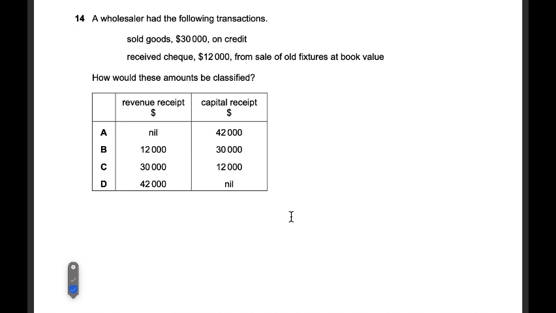Question 14. A wholesaler had the following transactions. Sold goods $30,000 on credit, received check $12,000 from sale of old fixtures at book value. How would these amounts be classified? Alright, when we talk about sale of goods, this is a receipt which is very recurring in nature, as this is done on a daily basis for a manufacturing business and a trading business. Hence, this is a revenue receipt. And when we talk about old fixtures at book value, this is a non-current asset and this is not usually sold. This is a capital receipt because this is other than the trading activities of the business. Hence, making option C our correct answer.